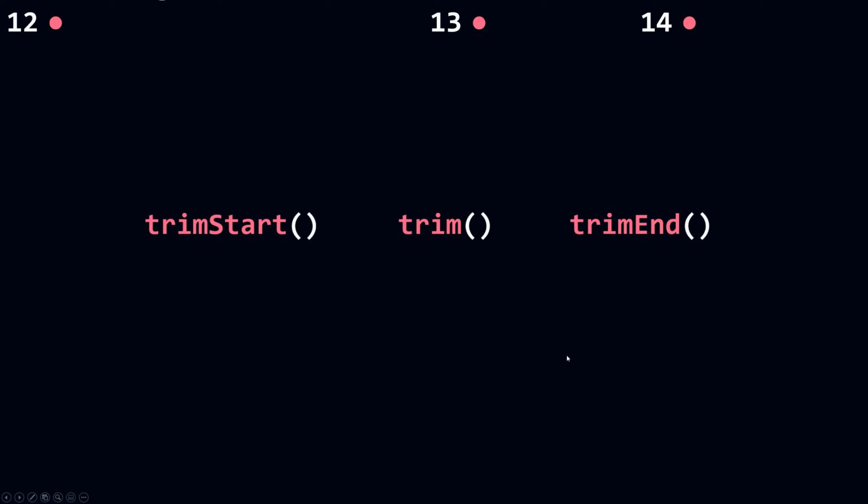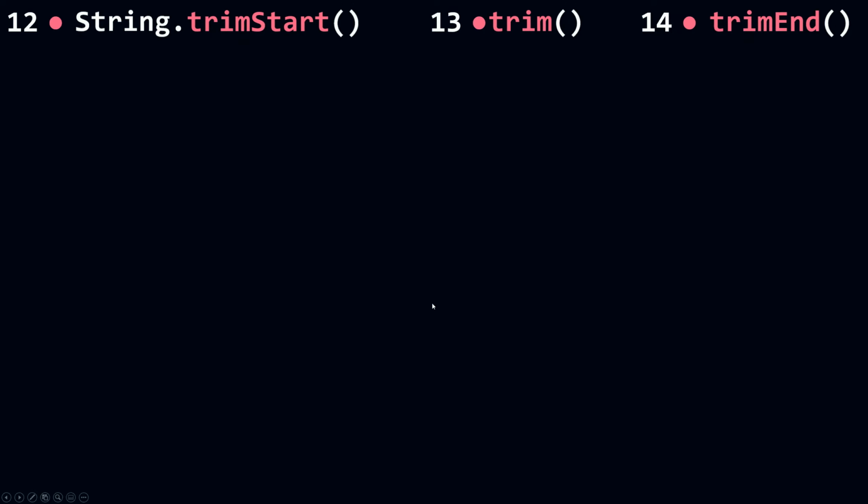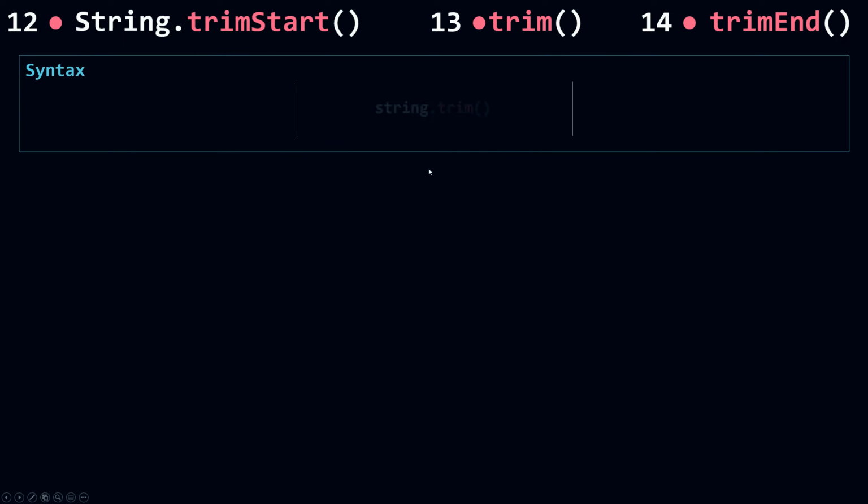Now let's talk about trimStart, trim, and trimEnd. These methods are used whenever you want to remove white space characters from the start and the end of a string, or from the start or the end of a string. The syntax is simple. You need to call trim on your original string, or trimStart and trimEnd without any parameters.